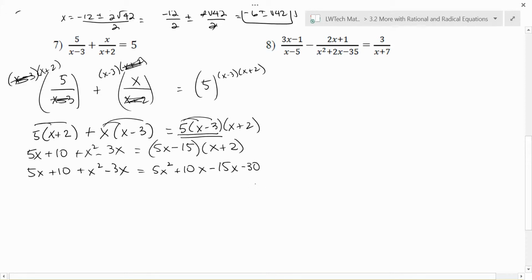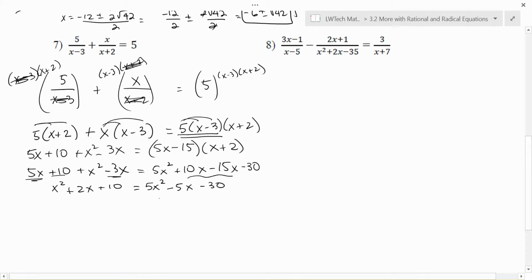At this point in time, I highly recommend going ahead and combining like terms, making each side so that my highest power term is on the left. So here I'm going to have x squared. I can put the 5x and the minus 3x together to get a plus 2x. And then my number value gives me a plus 10 on the left. On the right-hand side, the 5x squared is my highest term value there. I've got a pair of middle terms I can combine to get a minus 5x, and then I still have a minus 30 left on the right-hand side. Okay, so far so good.